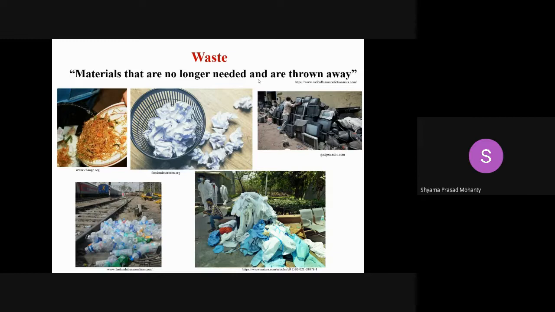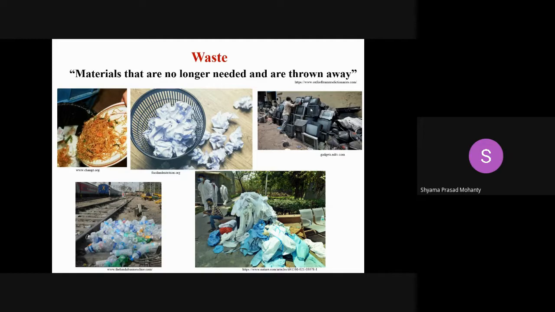As per the definition which I have searched, and we are all aware, materials that are no longer needed and are thrown away are termed as waste. There are various types of waste. At home we sometimes discard food, sometimes waste paper at our office or even at home, and nowadays e-waste has also become a major issue.